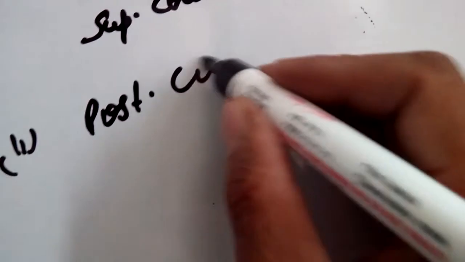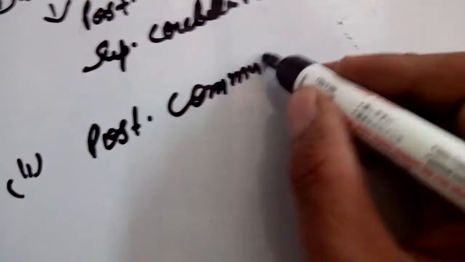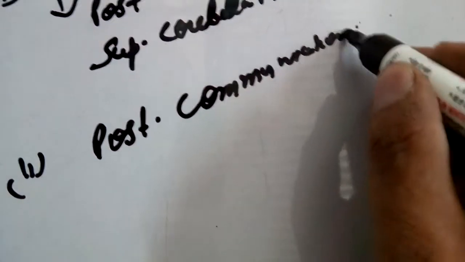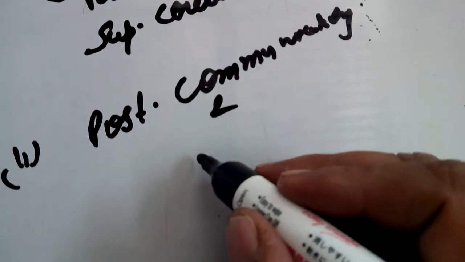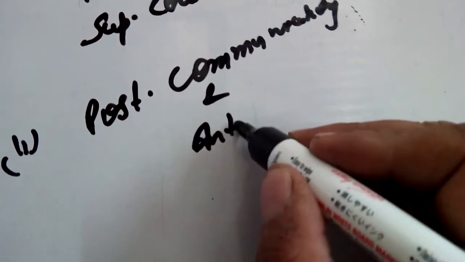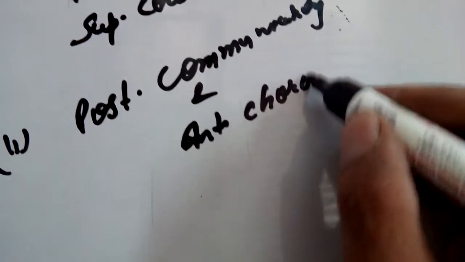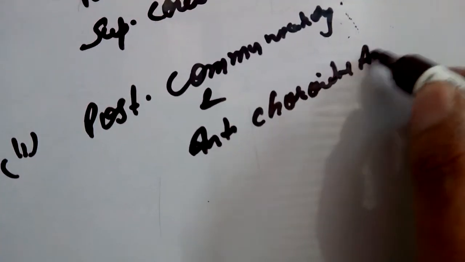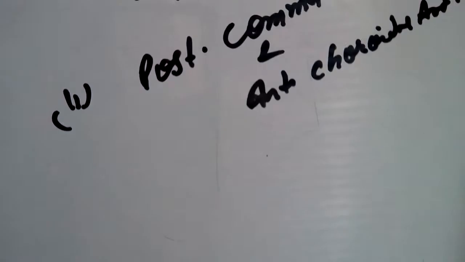Posterior communicating and anterior choroidal arteries. So that was all about the anatomy of the midbrain.